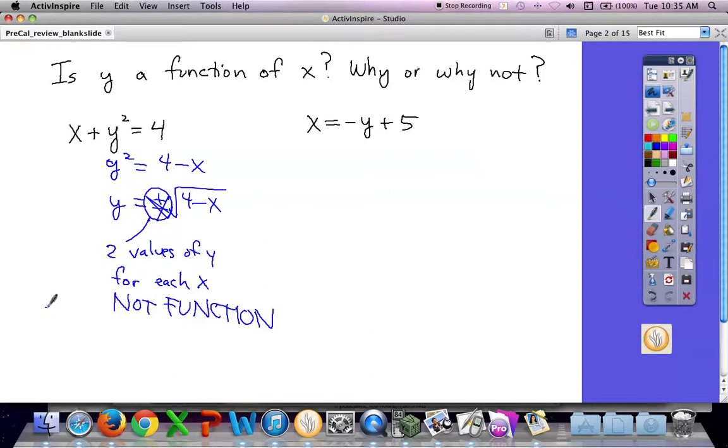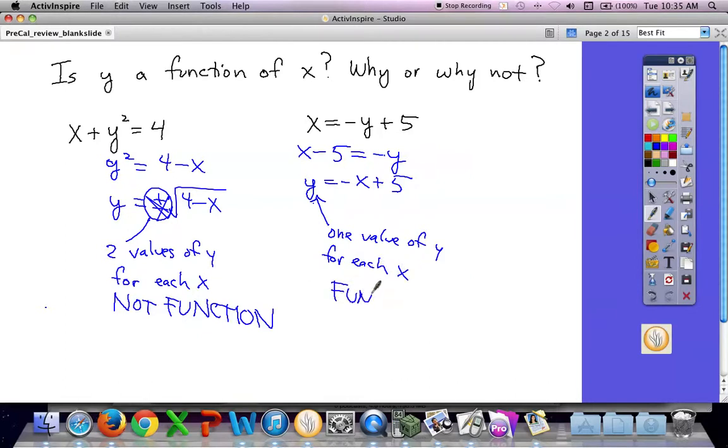Okay. This one, if I solve for y, that'll be x minus 5 equals negative y. So y equals negative x plus 5. And now, every time I put in a value of x, how many y's do I get? Just 1, right? So this is 1 value of y for each x. Function. Could you also plug it into the calculator and say if it passed the vertical line test or not?